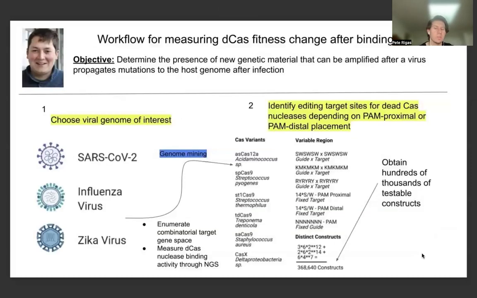And now I'm going to present part of a workflow, like I mentioned, from my colleague in the lab, David Speck, who's now a postdoc in environmental engineering. And his workflow was measuring dead Cas or non-catalytically active Cas nuclease fitness change after binding.